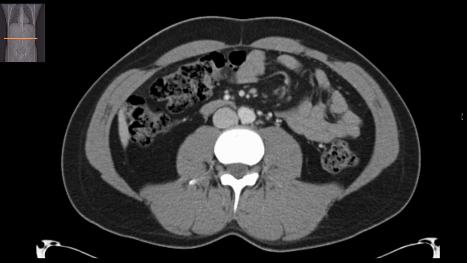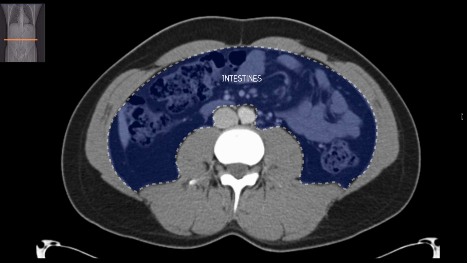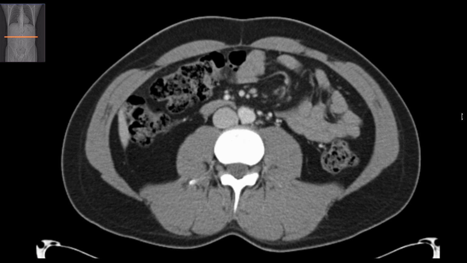A bit lower, the intestines begin to dominate the cross-section. These loops can be part of either the small or large intestine, and their appearance varies depending on what they contain, like gas, fluid, or feces.